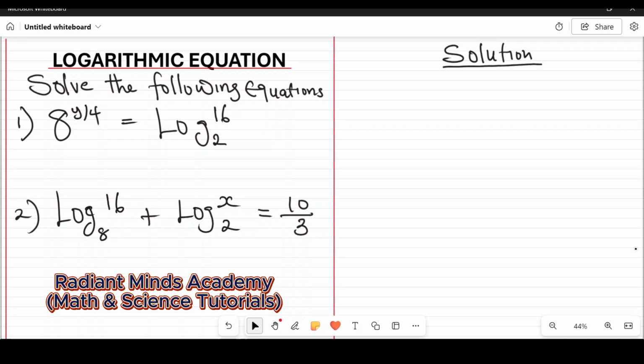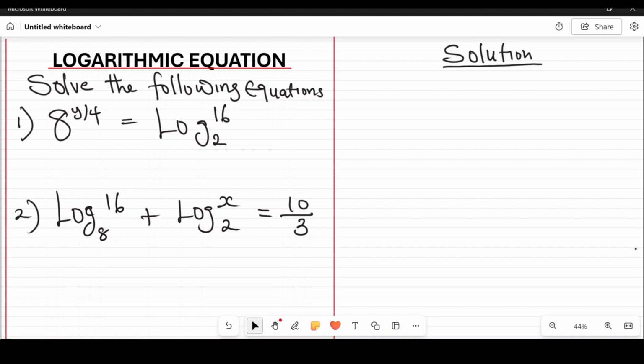In this video, I'll walk you through how to solve these two logarithmic equations given to us. They are very simple. All we need to do is to obey the laws of logarithm and we'll get the right answer. Watch through the end and you'll be able to solve any kind of logarithmic equation. Let's solve number one.